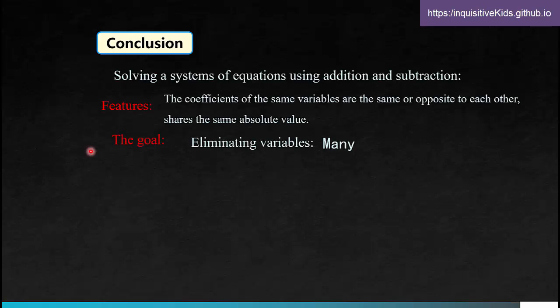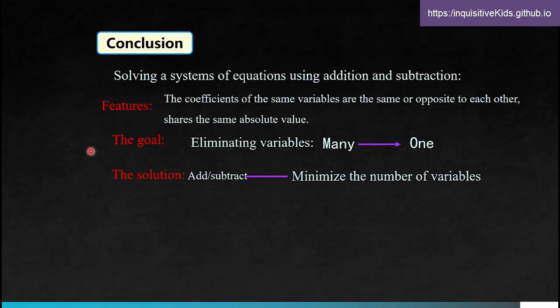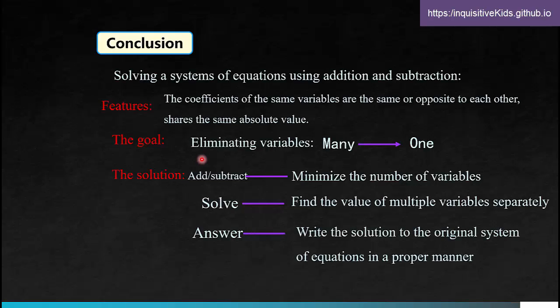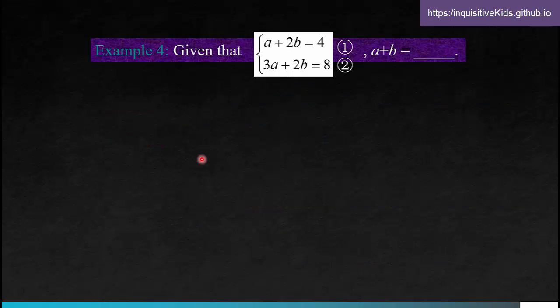So the goal is to eliminate variables. We're trying to turn it from multiple variables into one variable. The solution is to add or subtract, to minimize the number of variables, sort of like the previous one. Solve: find the value of the variables separately, one by one. Answer: write the solution to the original system of equations in a proper manner. So this means it's grouped together using a set of brackets. So write neatly and organized, and if it's part of a word problem, always make sure to include the units, or better yet, put it in a full sentence.